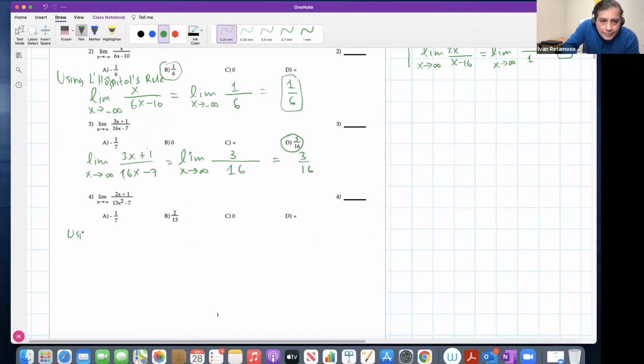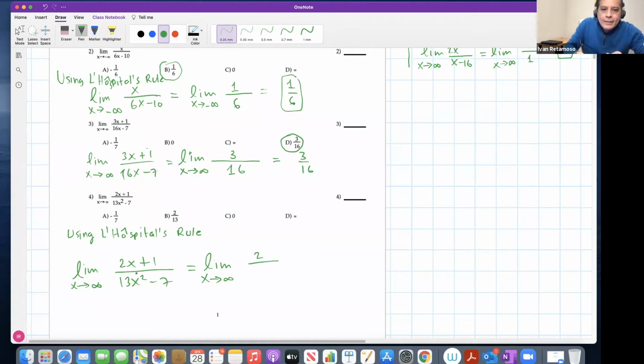What should be the limit as x approaches infinity of 2x plus 1 over 13x squared minus 7? Using L'Hopital's rule, this should be the same as the limit of the derivative of 2x plus 1, which is just 2, over the derivative of 13x squared, which is 2 times 13, 26x. The derivative of 7 is 0, right? So I end up with this, right?